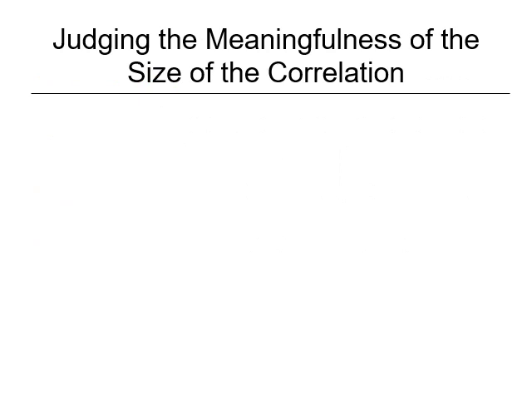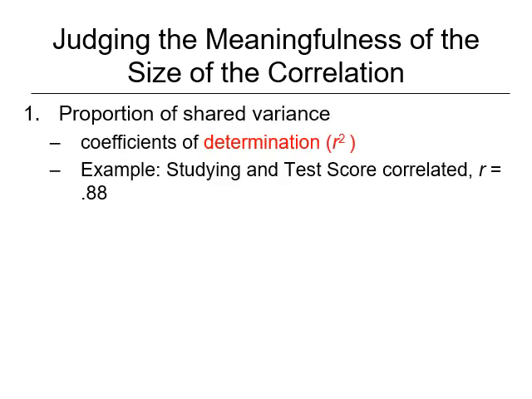So if we have a statistically significant correlation, our next step is, again, effect size, judging the meaningfulness of the size of that correlation. And what we do is we calculate the proportion of shared variance between the two variables, and that is the coefficient of determination, often simply referred to as r squared. And how do we calculate r squared? We square r.